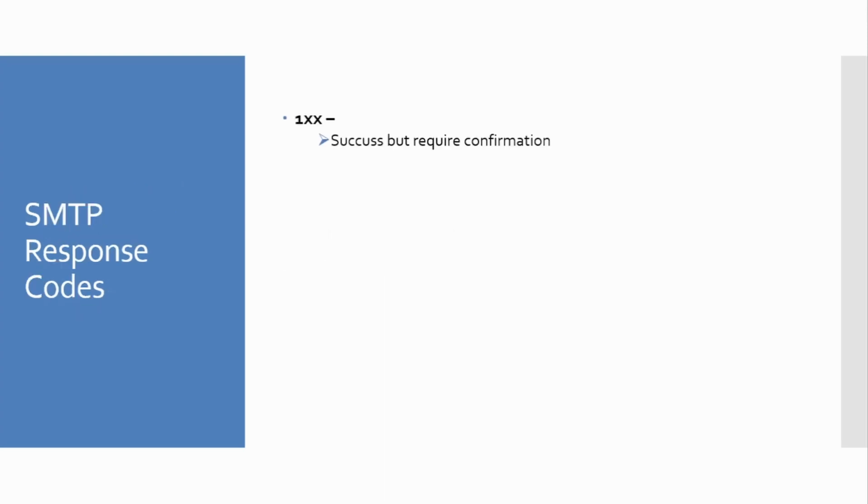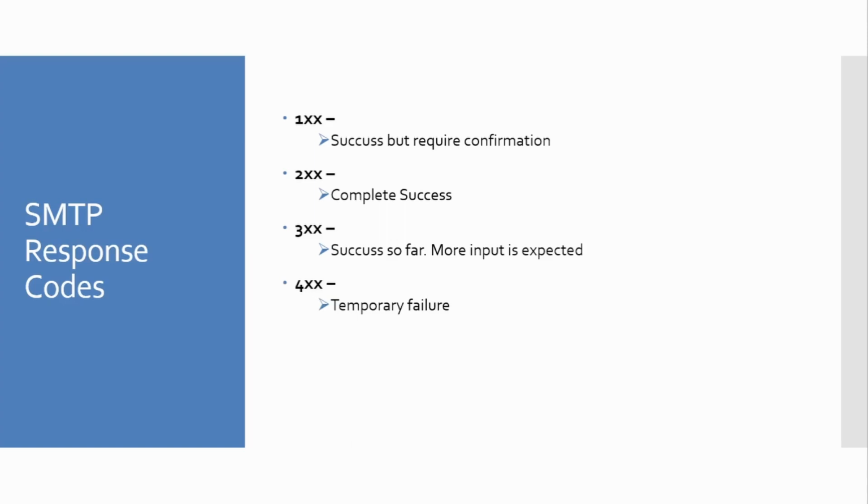The first group that starts with number 1 are success messages, but they mean that there's a success but requires confirmation. The second group that starts with number 2 is for a complete success, which is the most commonly seen one. And then we have the third group for success, but there is more input expected. And we have the fourth, which is for a temporary failure. And the last, fifth group, which is for a permanent failure.